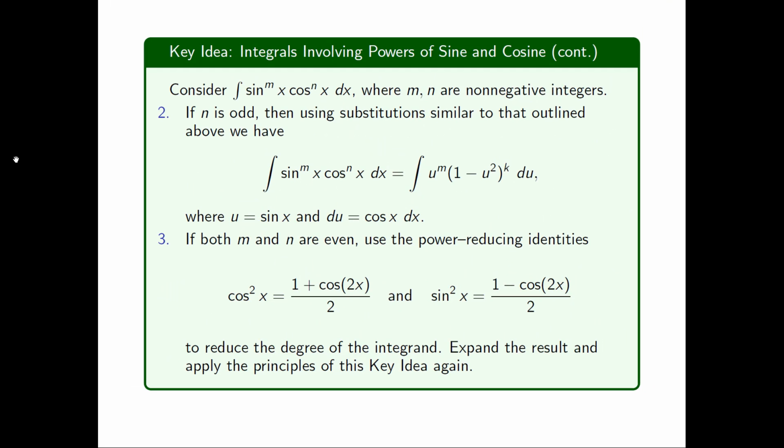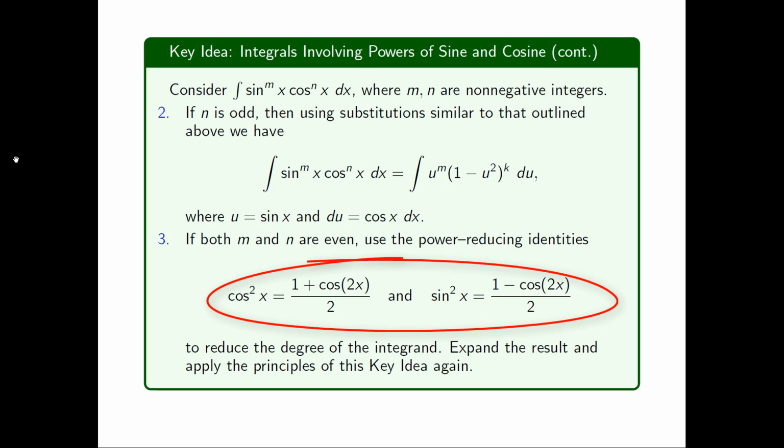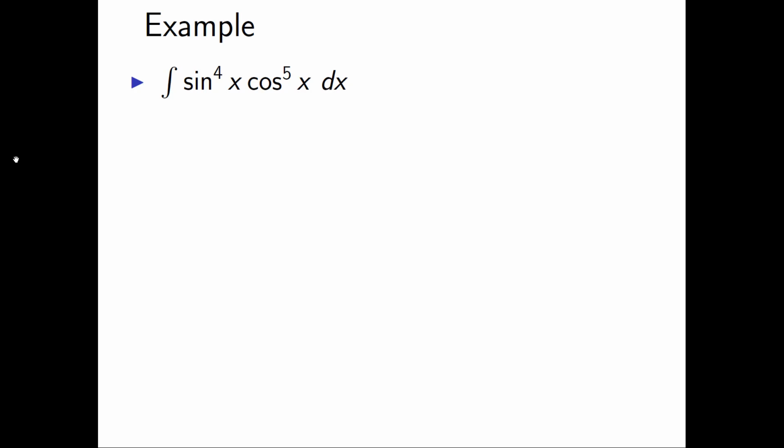Okay, so just as a recap for that, if the m is odd, we're going to use u equals cosine. If the n is odd, we're going to use u equals sine. If they're both odd, we can have u equals either, it doesn't matter. Whereas if they're both even, we're going to have to use these identities. Okay, so it's probably time we saw an example. Okay, and here's our example.